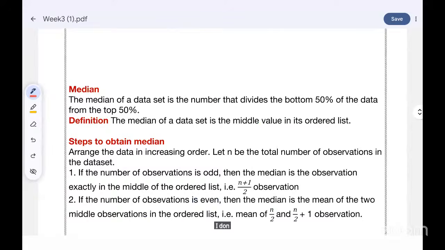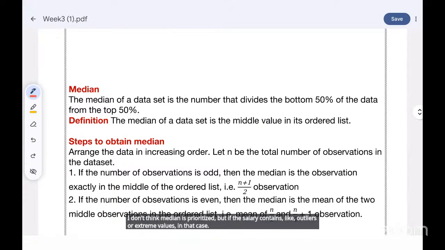I don't think median is prioritized, but if the salary contains outliers or extreme values, in that case median is a suitable candidate compared to mean. So it depends on the data set. Suppose the data set does not have any outliers and the data are evenly distributed in a reasonably good range, then maybe mean is a better candidate for salary. But if the data has many outliers, which will definitely affect the mean, then median is more suitable. It depends on the data.